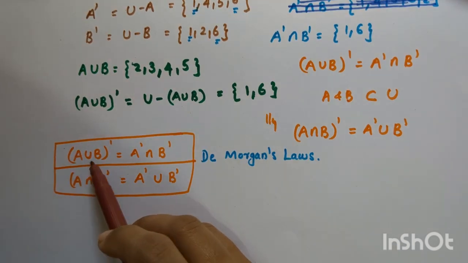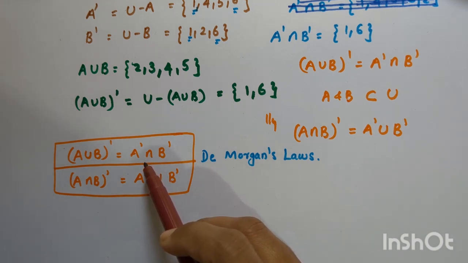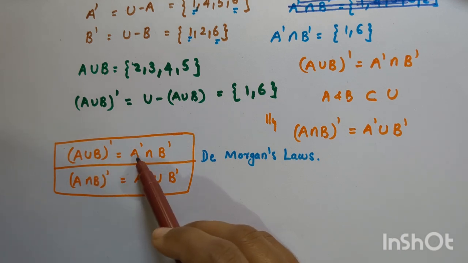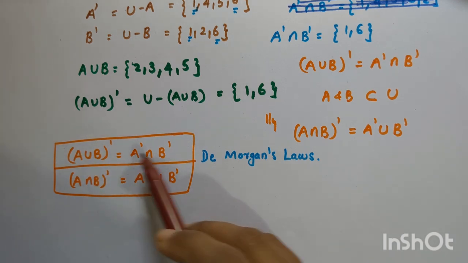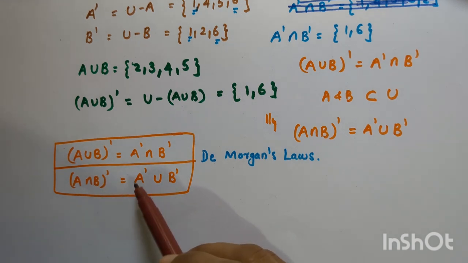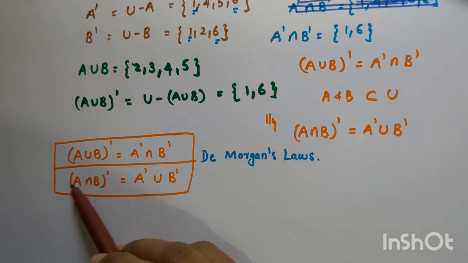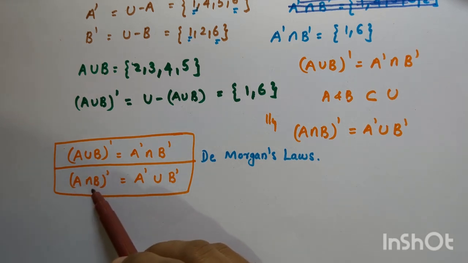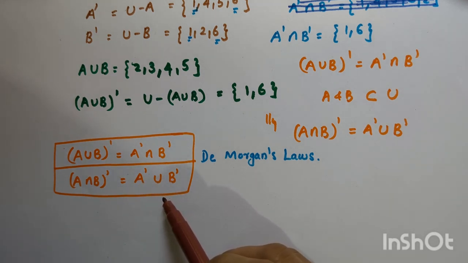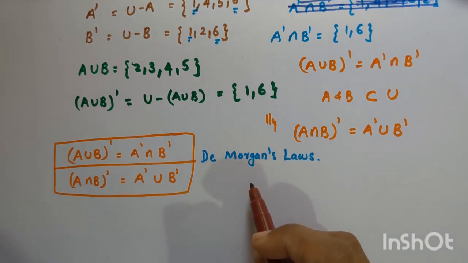So you see, (A union B) all complement equals A complement intersection B complement. That is, the complement of the union of two sets is equal to the intersection of their complements. Similarly, (A intersection B) all complement equals A complement union B complement. That is, the complement of the intersection of the two sets is equal to the union of their complements. These two are called De Morgan's laws.